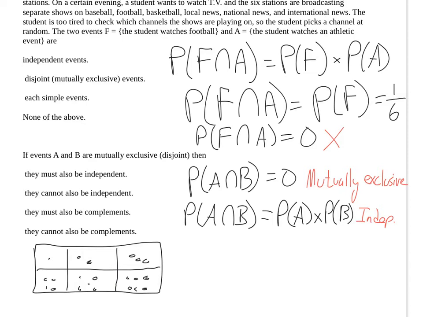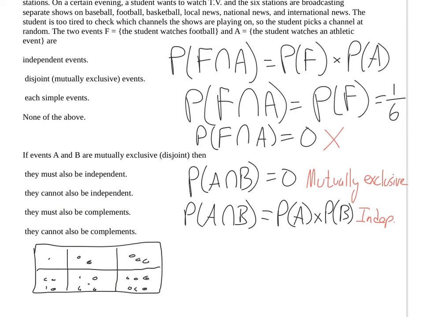However, they're not complements of each other, right? The complement of rolling a 1 is not rolling a 6. The complement of rolling a 1 is rolling anything other than a 1. A 2, a 3, a 4, a 5, or a 6. Those are all complements of rolling a 1. Okay? So in that instance, despite that these are mutually exclusive, they're not complements. So that one's not true.